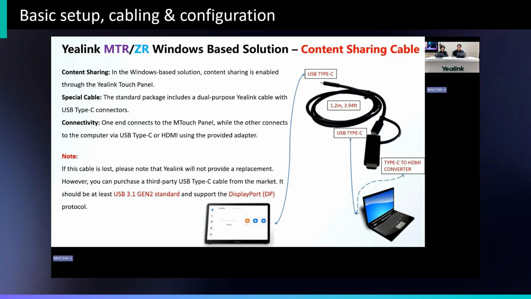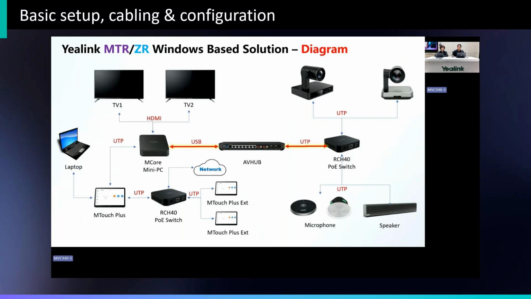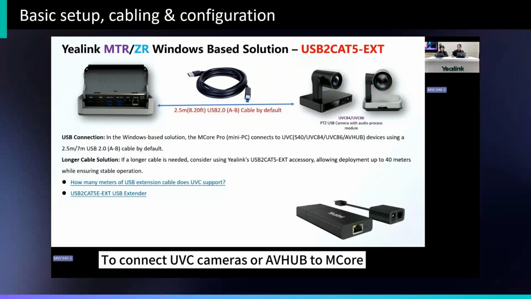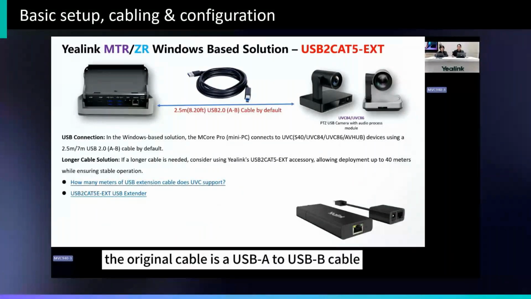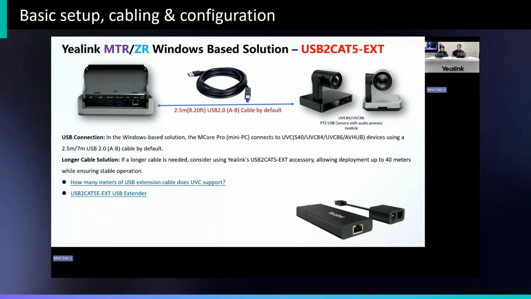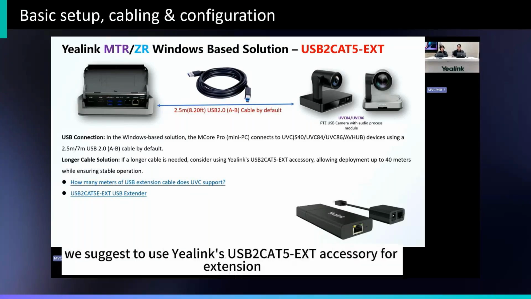And the next is the connection of UVC camera and AV Hub. To connect UVC cameras or AV Hub to M-Core, the original cable is a USB-A to USB-B cable. If the room is unique and the default cable length can't meet the requirement, we suggest to use the Yealink USB 2 Cat5e Extend accessory for extension.